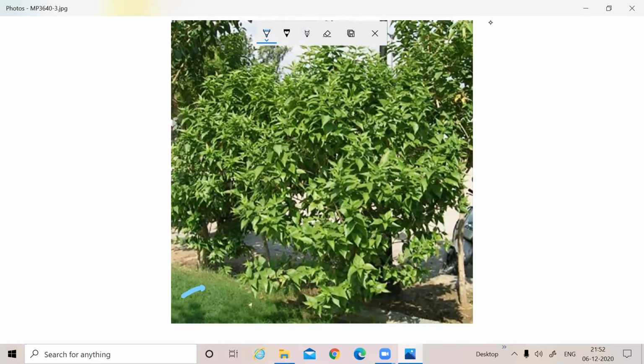So today we are going to discuss the anatomy of the Nyctanthes stem. The Nyctanthes stem has an abnormal secondary growth as well as an abnormal primary structure. So what is the abnormality? We will look at that, and we will look at the detailed structure of the stem.